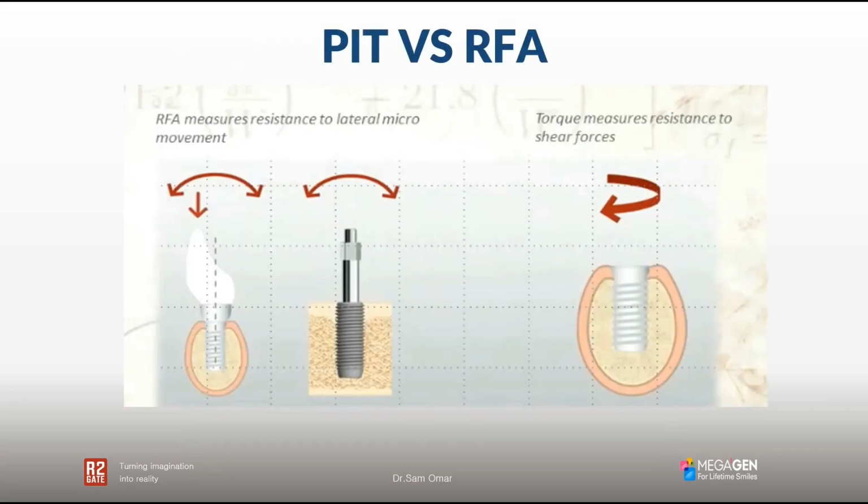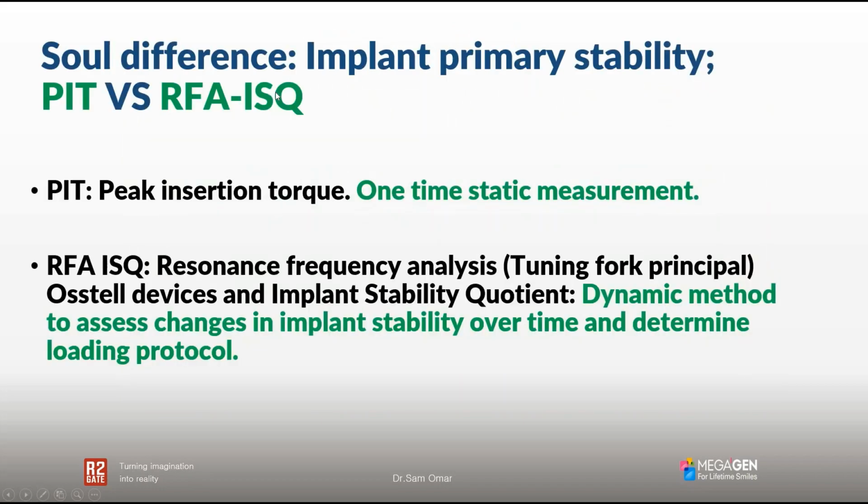So what we can tell now is that the difference between insertion torque and ISQ is that resonance frequency analysis, or ISQ, measures the resistance to lateral micro movements. On the other hand, peak insertion torque measures the resistance to shear rotational forces and is measured in Newton centimeters. And again, resonance frequency analysis is measured with ISQ.